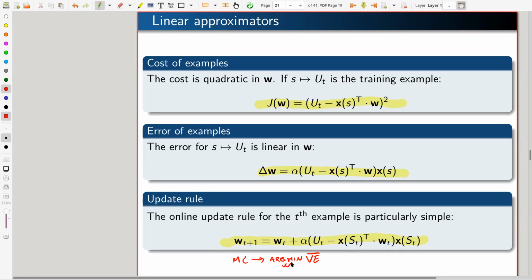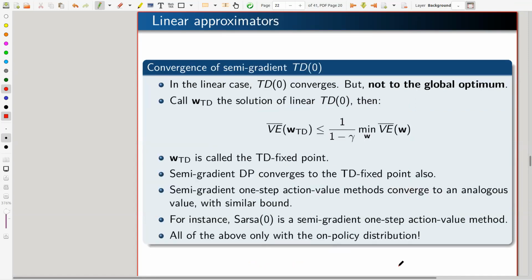Now what about temporal difference methods? I mean, do they converge? They are semi-gradient, okay? So they do not converge by the stochastic gradient descent theorem and so on. Well, I told you before that in the linear case, they do converge. This is true, but they converge to something which is not the global optimum. This is not unexpected, at least, because we are not following the full gradient. But they do converge anyway, not to the global optimum.